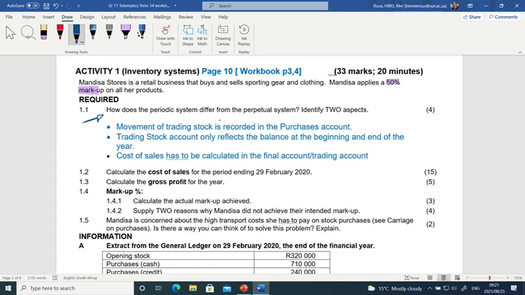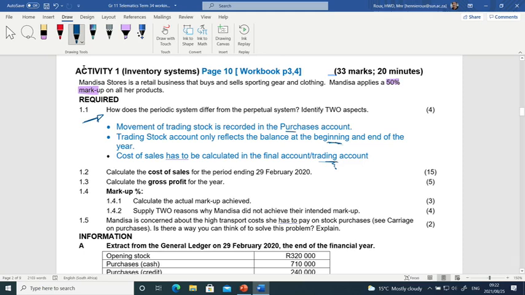How does the periodic system differ from the perpetual system? Obviously, the movement of trading stock will now be recorded in a purchases account. The trading stock account will only reflect the balances at the beginning and end of the year. We won't have the trading stock account being altered during the year. It will only have an opening balance, because we know how much stock we have at the beginning by counting the previous year, and then the balance at the end of the year, because we counted. And then cost of sales has to be calculated in the final account, which will be the trading account.